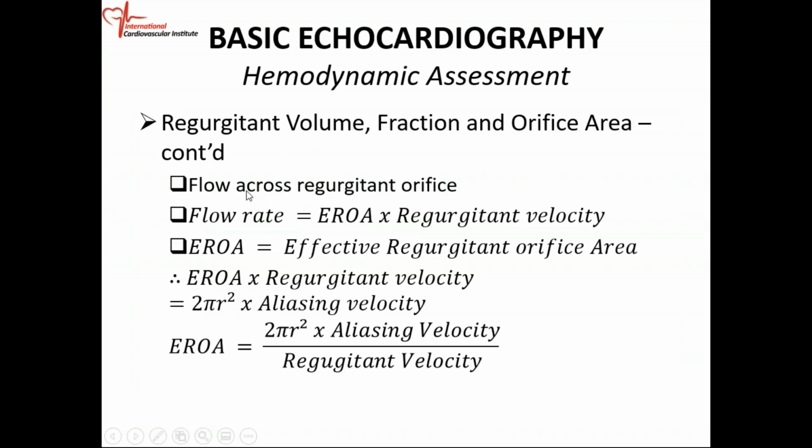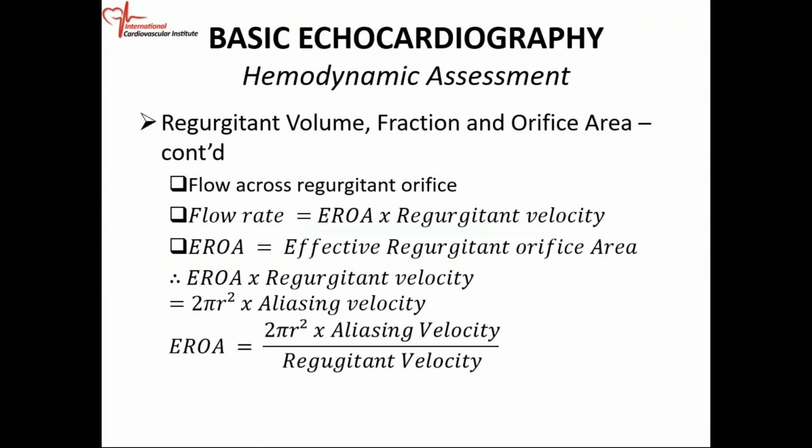Remember what we said, the regurgitant flow, the blood is flowing, let's use mitral regurgitation. The blood is flowing from the left ventricle across a potential area into the left atrium. Okay? So that area is what we call the EROA. And if we multiply the area times the velocity, the regurgitant velocity, that is, we get the regurgitant flow. Okay?